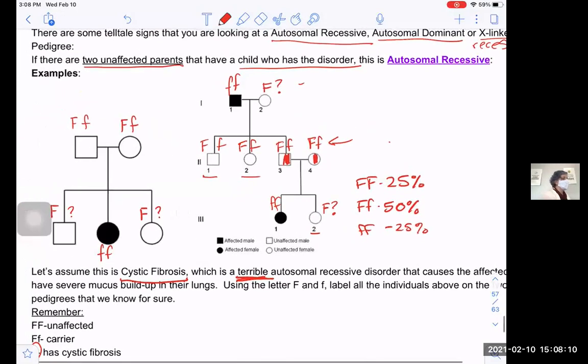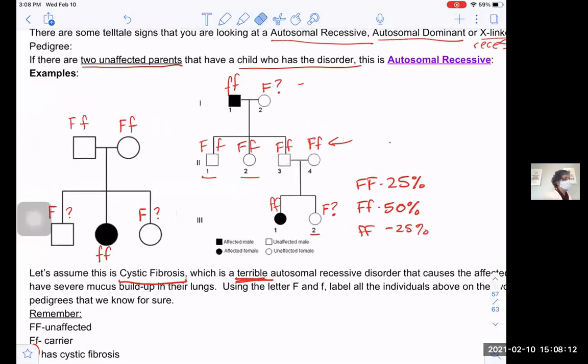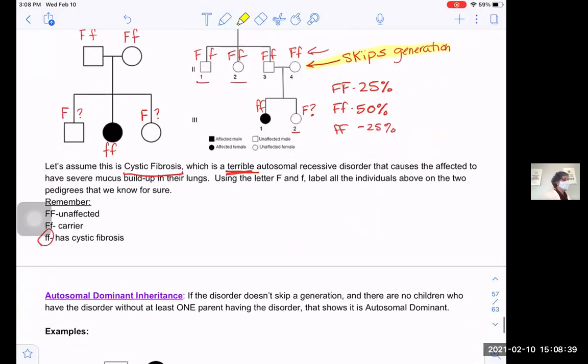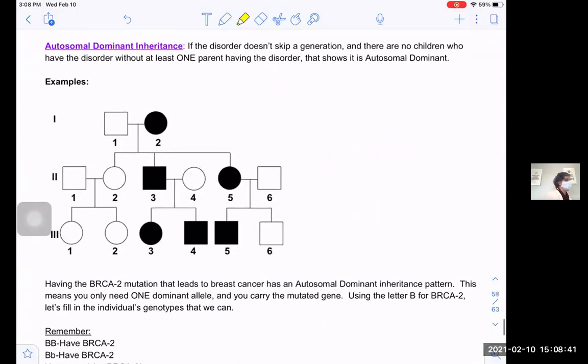All right, so another telltale sign is that autosomal recessive can often skip a generation, whereas the next type we're going to do doesn't skip generations. All right, so let's then take a look at autosomal dominant.